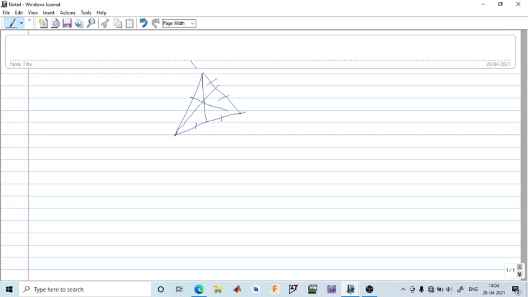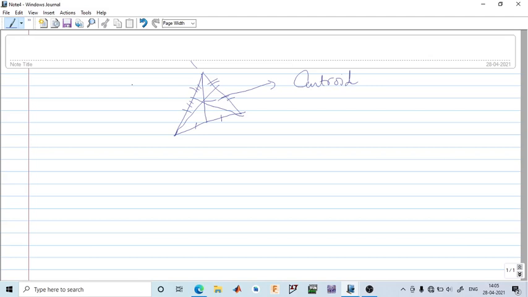This point of concurrence is known as, as I have told, centroid. These are the medians. What is the incenter? The point of concurrence made by the angle bisectors of a triangle.